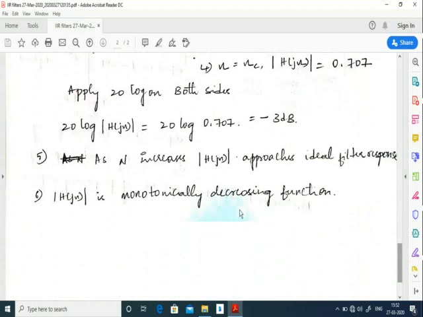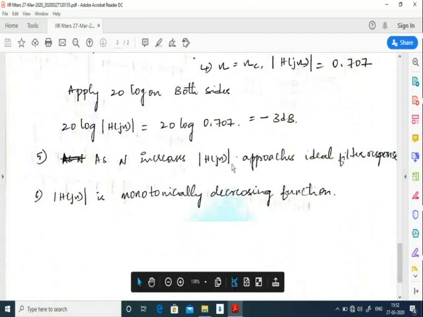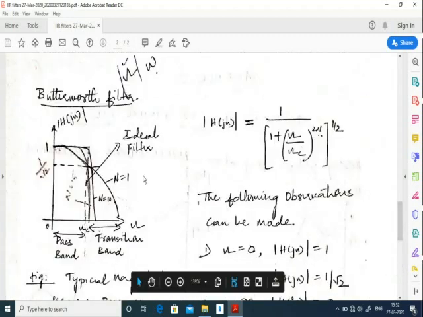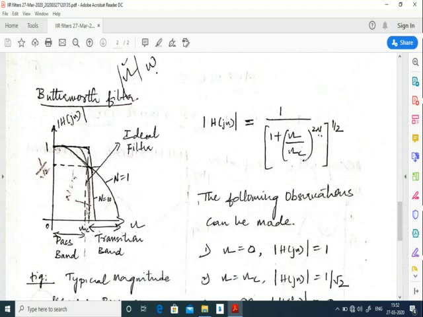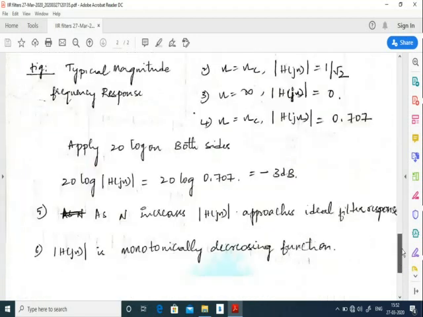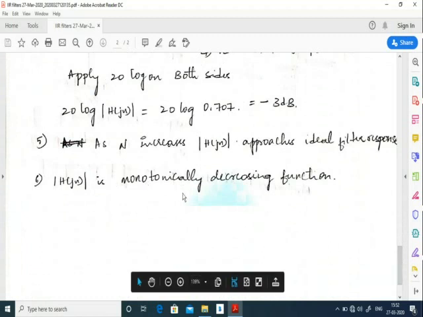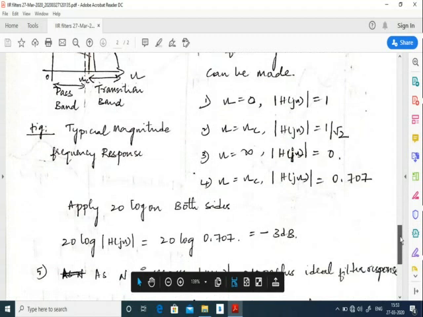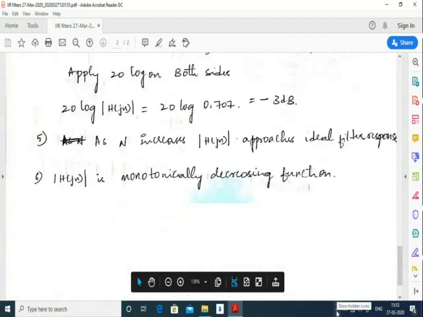The fifth observation is, as n increases, the magnitude of H of j omega approaches the ideal frequency response. That is, as we keep on increasing n, it approaches the ideal frequency response. If n is 1, it does not meet the ideal frequency response. And the last observation is, H of j omega is a monotonically decreasing function. What I mean by that is you will have a smooth transition. That is what I mean by H of j omega decreasing monotonically. Hope you understood the concepts. Let us stop here. Thank you.